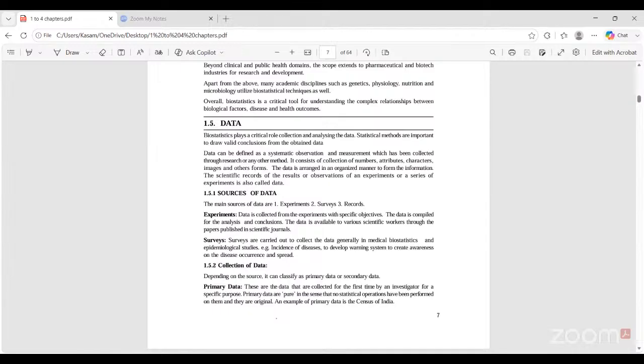Experiments are also a source of collected data. Sources of data: experiments, surveys, and records. There are two sources, primary and secondary. The two sources of data are primary data and secondary data. Anyone tell me, what is primary data? First collected data, sir.